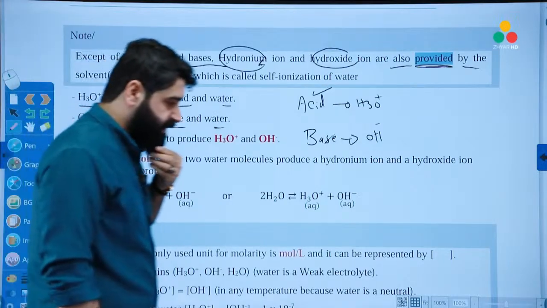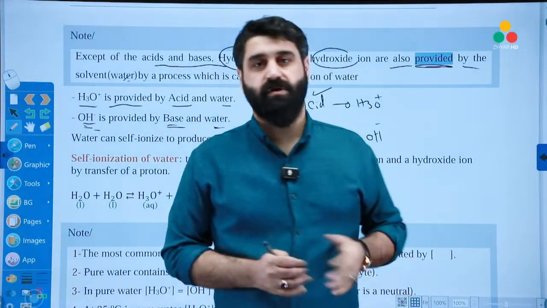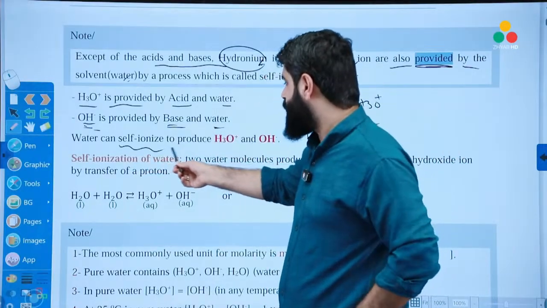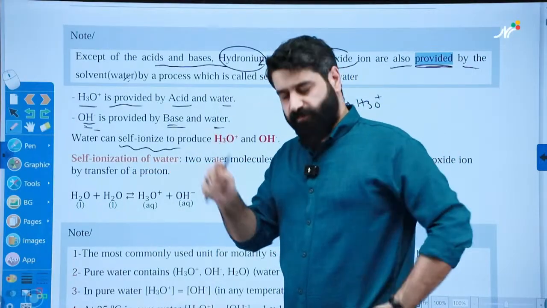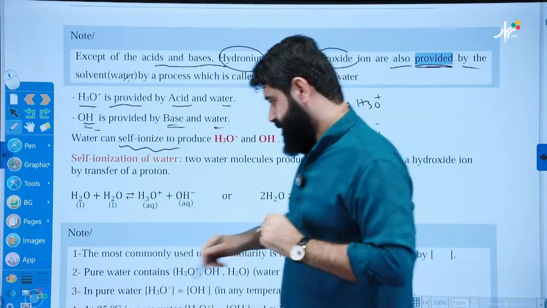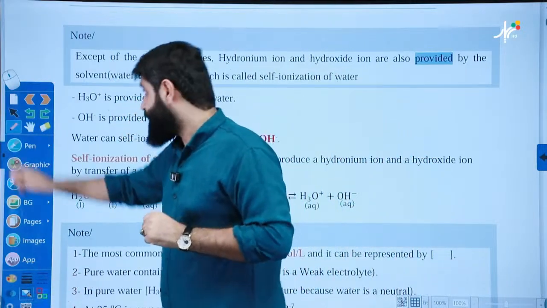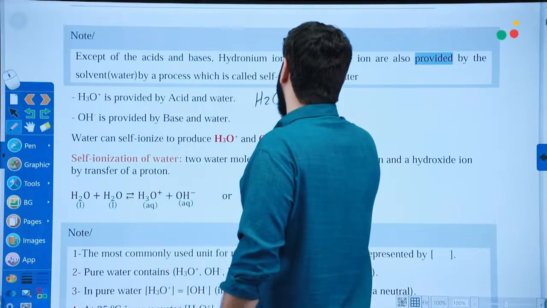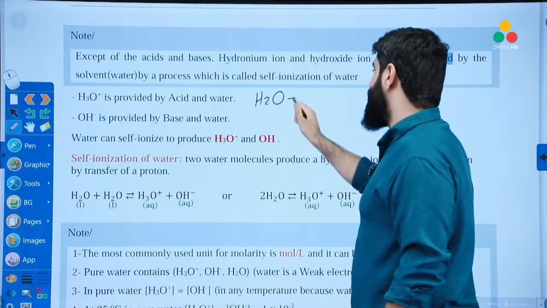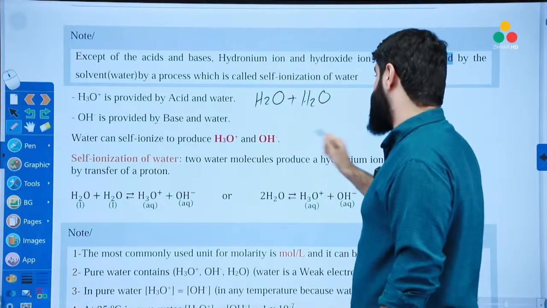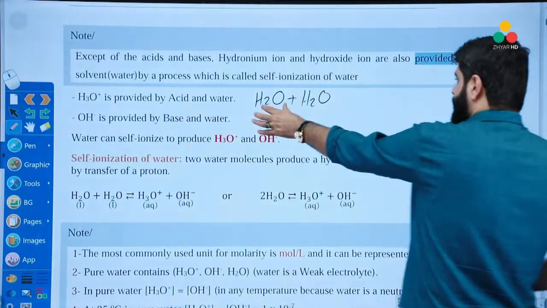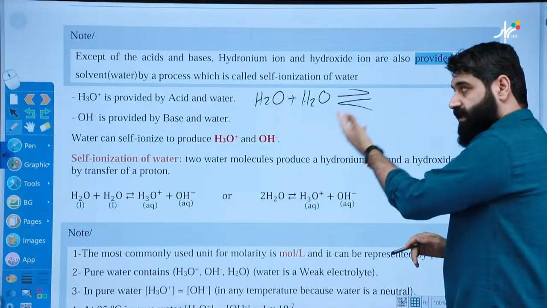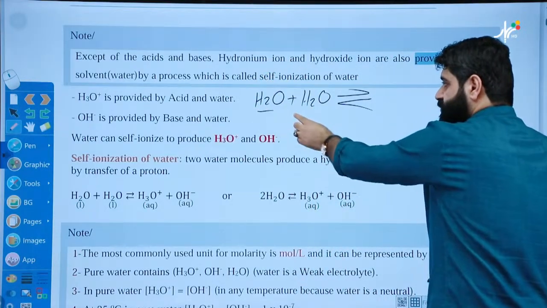Let's see how to get the hydronium and hydroxide ion from water as a solvent. There's a special process which is called self-ionization of water. How to write the ionization of water? Ionization needs to have a solvent as water. You should know that water is a weak electrolyte, so use the reversible arrow.